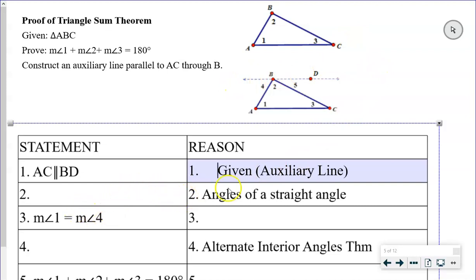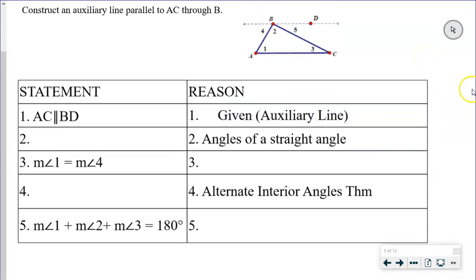Then we're going to talk about the straight angles, the angles of a straight angle. Sorry, y'all. So wouldn't that be 4 plus 2 plus 5? And when we add those three together, wouldn't that be equal to 180? So that's exactly what we're going to do here. We're going to add those three angles together, okay? So let me scroll up a little bit here so we have a little more room.